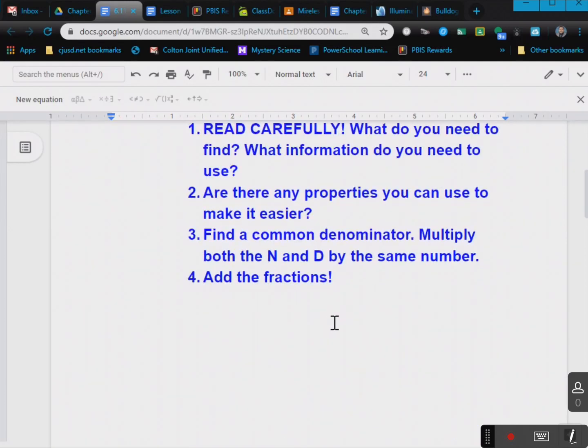Step 3 is to find a common denominator. When you are able to add the ones with a common denominator, that's great, but then there might be a fraction that doesn't have the same denominator, and that's what you need to find, a common denominator. And whenever you multiply the bottom, the denominator, by something, you need to multiply the top, or numerator, by it. That's what N and D stand for right here. And step 4 is to add the fractions.